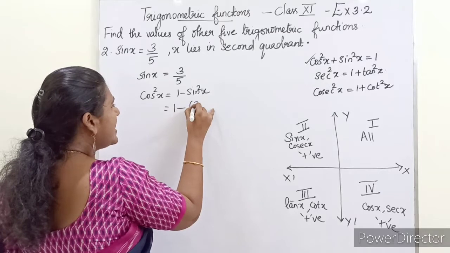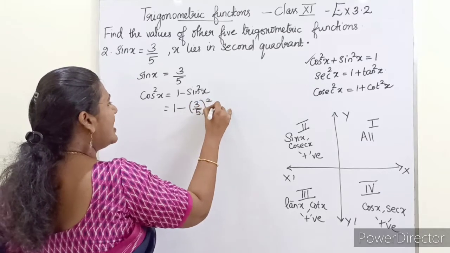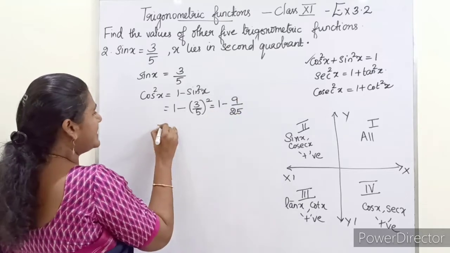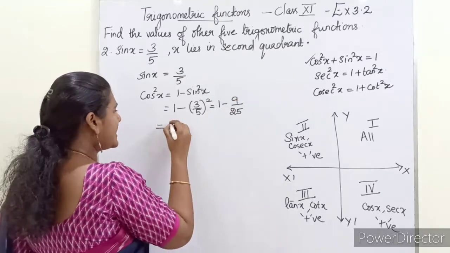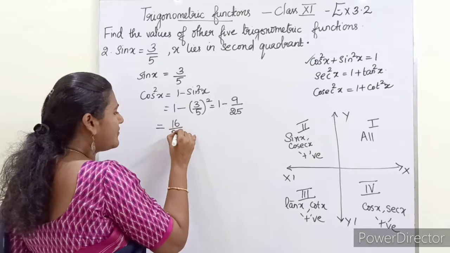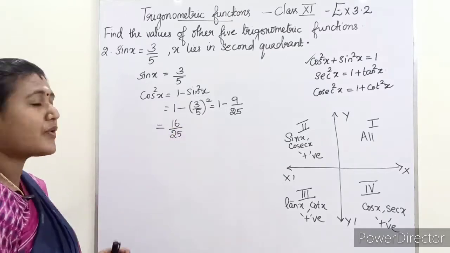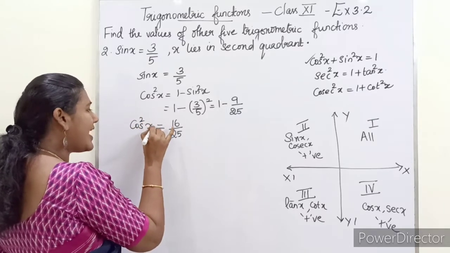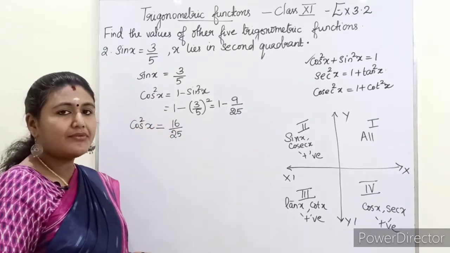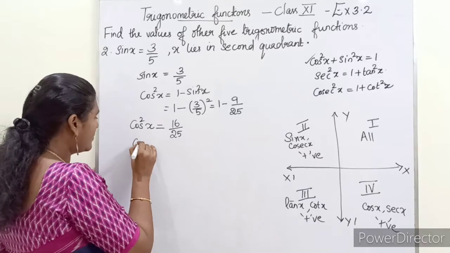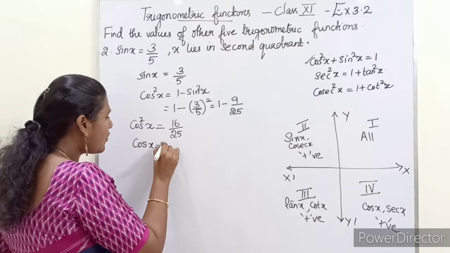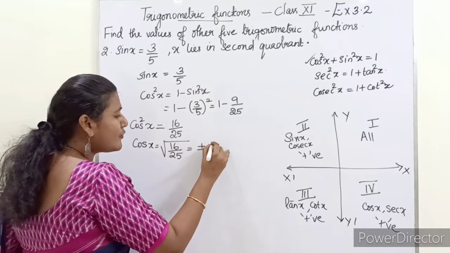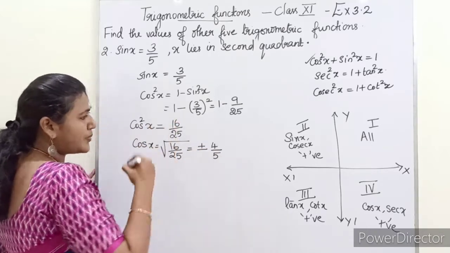1 minus 3 by 5 the whole square, that is 1 minus 9 by 25. Now we will take the LCM. So 25 minus 9, that is 16 by 25. So 16 by 25 is the value of cos square x. Now we have to find out the cos x value. So cos x is equal to the square root of 16 by 25, so you will get two values, plus or minus 4 by 5.